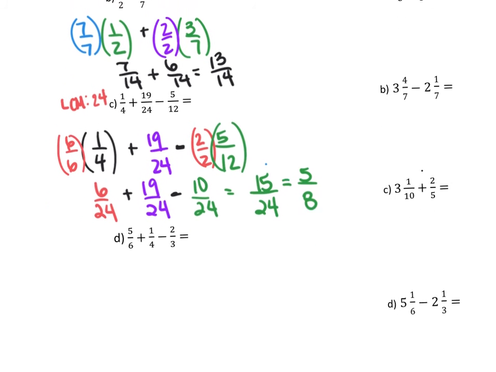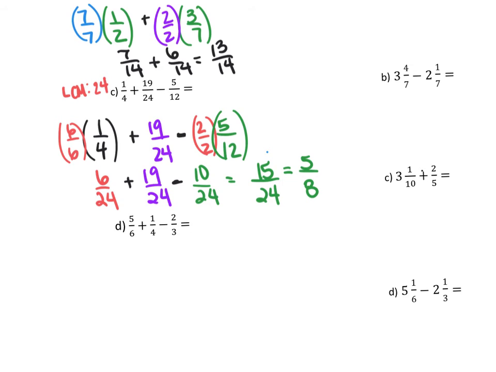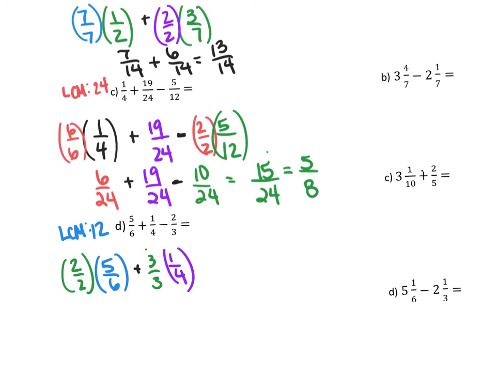And then on this one, again, LCM, 6, 4, and 3. Well, their LCM is just going to be 12. So 5/6 needs to get multiplied by 2 over 2. 1/4 needs to get multiplied by 3 over 3. Minus 2/3. 2/3 needs to get multiplied by 4 over 4.